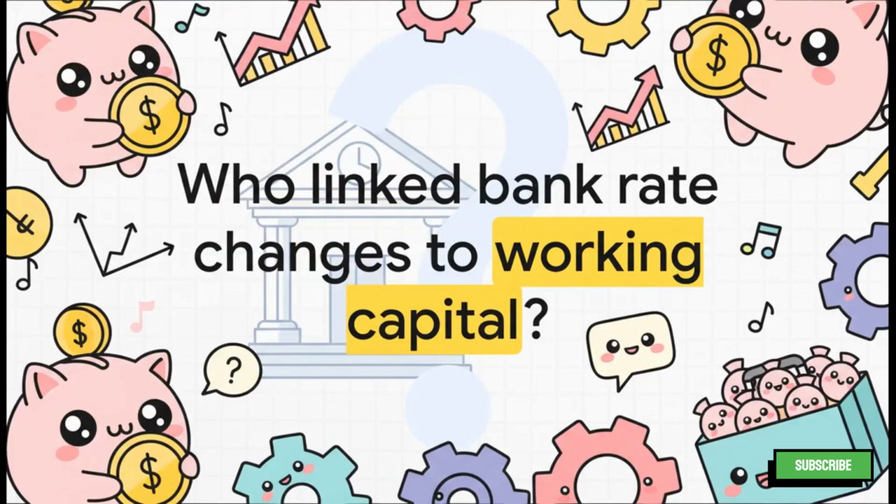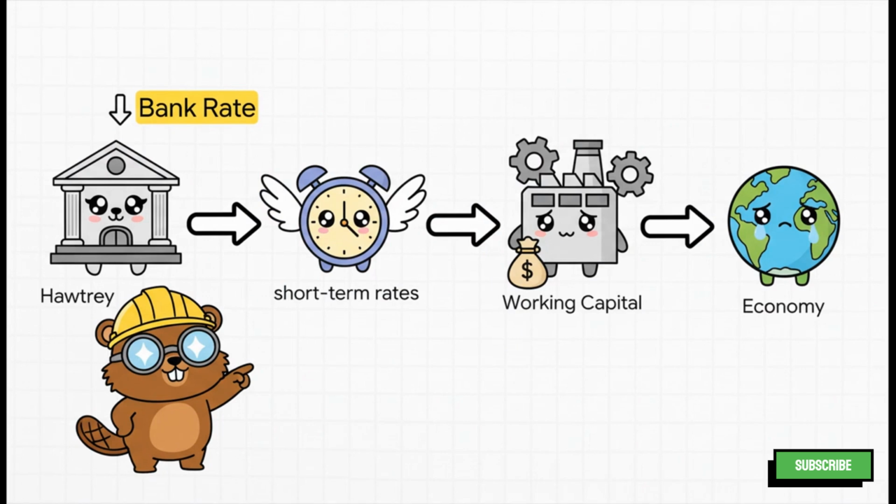This question gets into the nitty-gritty of monetary policy. Which economist pinpointed the impact of the bank rate as working its way through the economy, specifically via working capital? The correct answer here is Hawtrey. His theory was all about this very direct channel. A change in the bank rate hits short-term interest rates, which directly changes how much it costs for firms to finance their day-to-day operations, their working capital, and that's what impacts the whole economy.